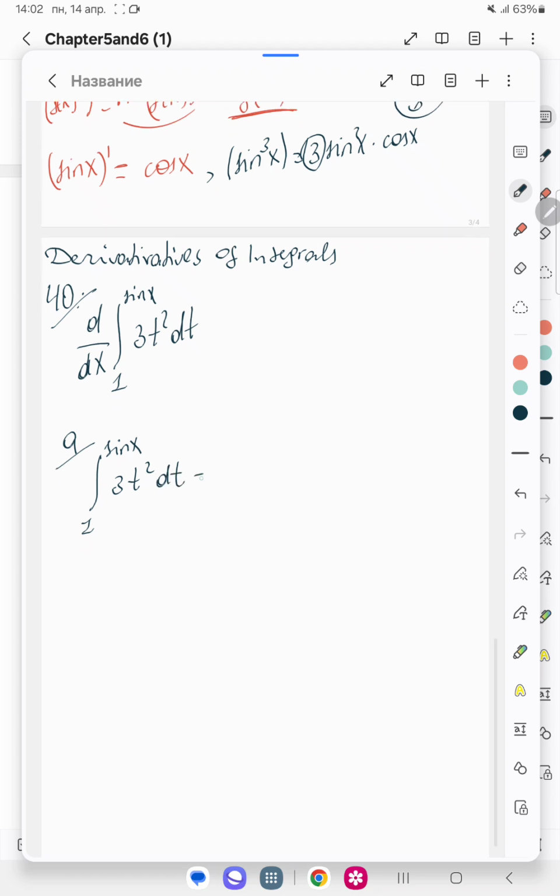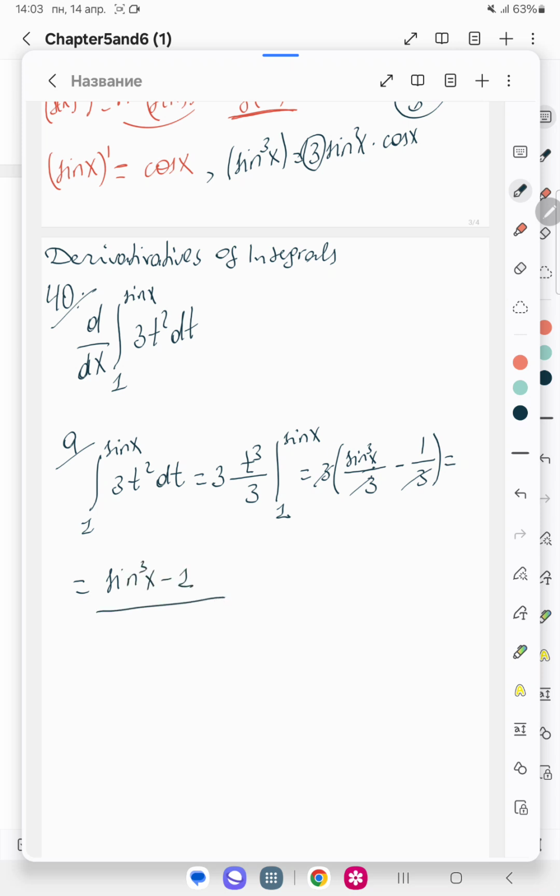The integral of 3t squared dt equals, 3 is constant, t cubed over 3 from 1 to sine x. Okay, we'll get 3 sine cubed x over 3 minus 1 over 3, which is sine cubed x minus 1. Now we got the integral.